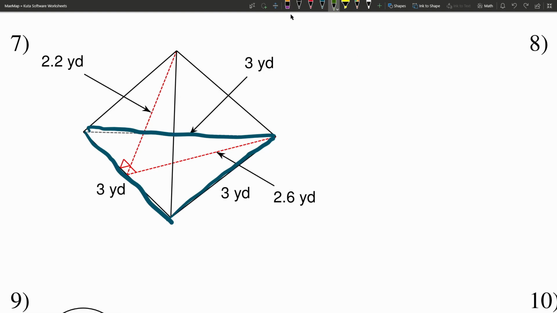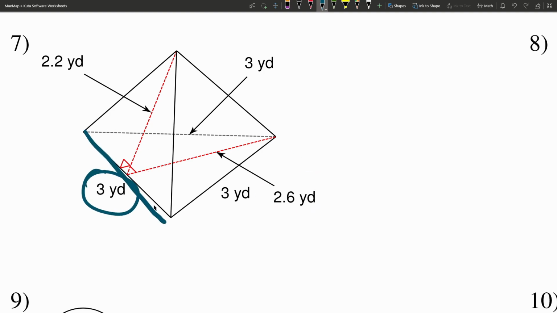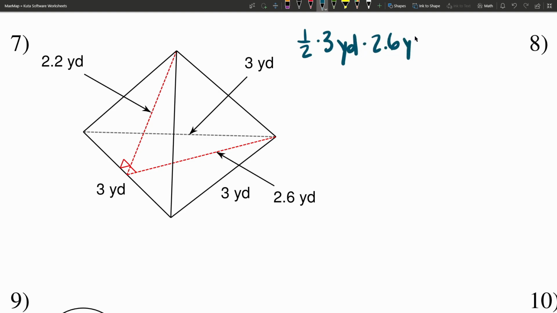So let's calculate the area of our base at the start. It gives us the height of 2.6 yards and the base of 3 yards, because remember, those are perpendicular. So calculating the area of a triangle, that's 1/2 the base, which we calculated as 3 yards, times the height, which we said was 2.6 yards. And there's only one of those triangles for the base, which is this area here.